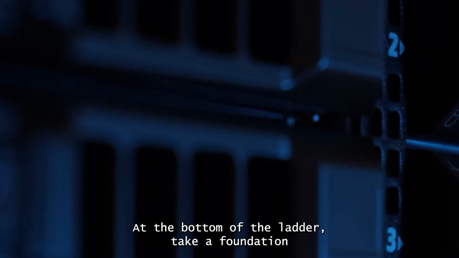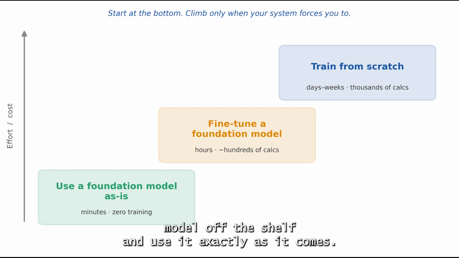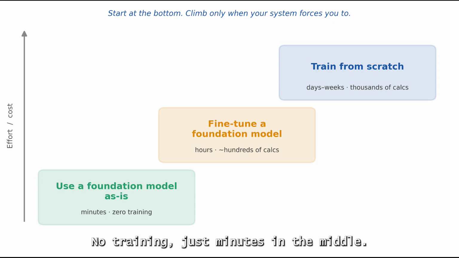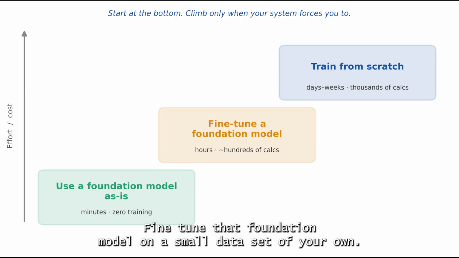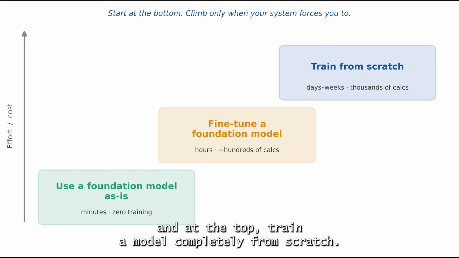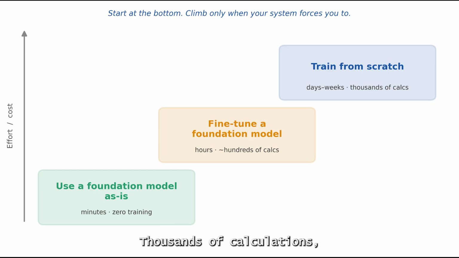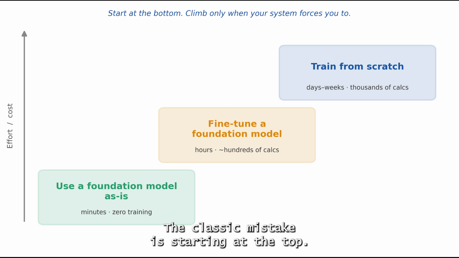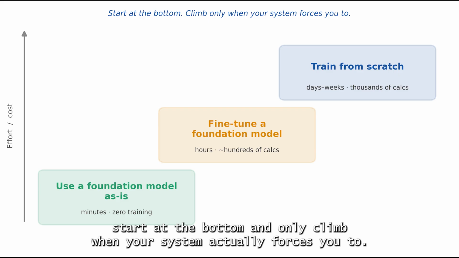At the bottom of the ladder, take a foundation model off the shelf and use it exactly as it comes. No training, just minutes. In the middle, fine-tune that foundation model on a small dataset of your own, some training, maybe a few hundred reference calculations. And at the top, train a model completely from scratch. Thousands of calculations, a carefully built dataset, and by far the most work. The classic mistake is starting at the top. The smart move is to start at the bottom, and only climb when your system actually forces you to.